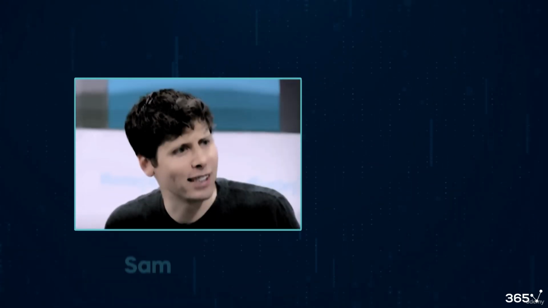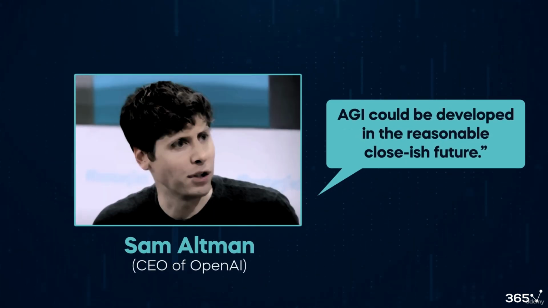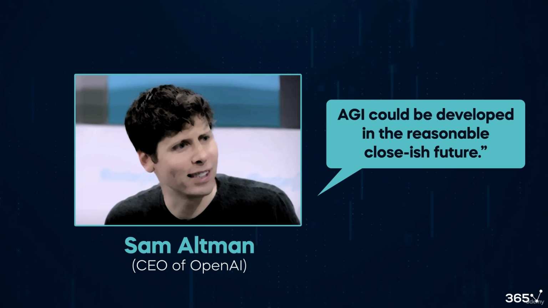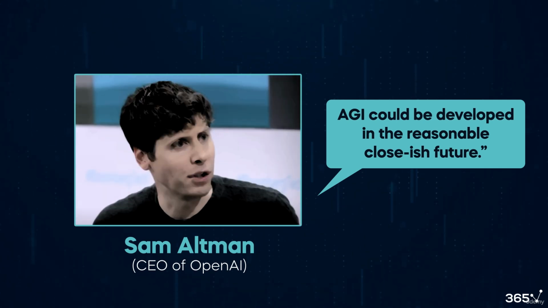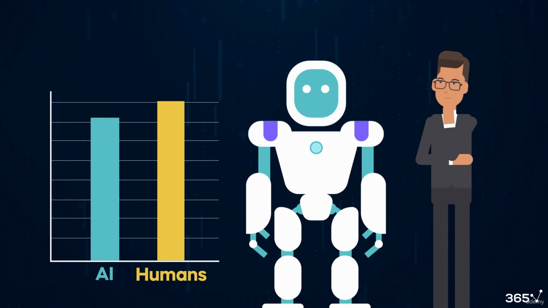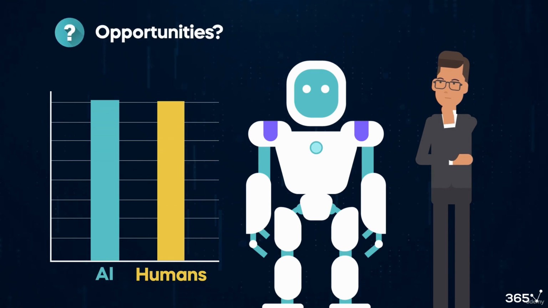Perhaps pretty close. Sam Altman states AGI could be developed in the reasonable, close-ish future. As we edge closer to this frontier, we must consider the immense potential and ethical implications of creating machines that can think, learn, and even create science better than we do.